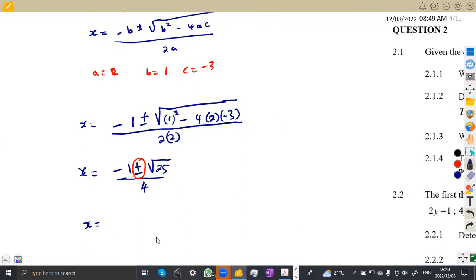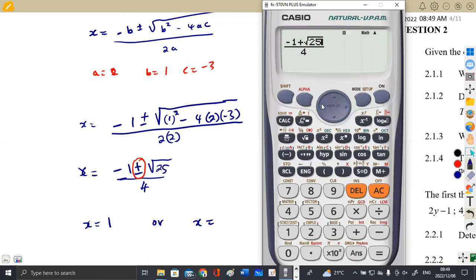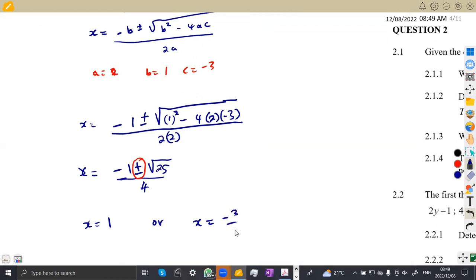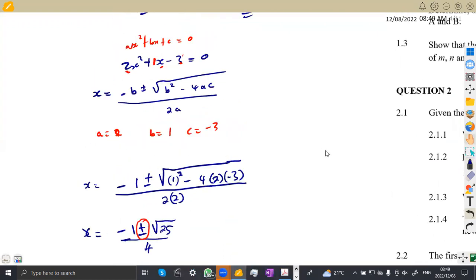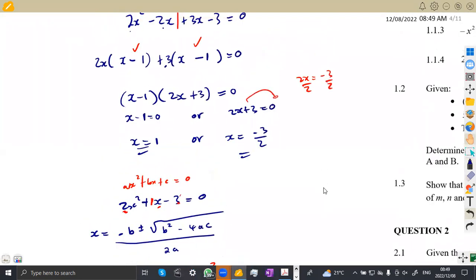Or x is equal to, you do the same thing, but here just delete the positive and put a negative. That's negative 3 over 2. So you're going to have negative 3 over 2, which is the same thing as what we got using factorization.